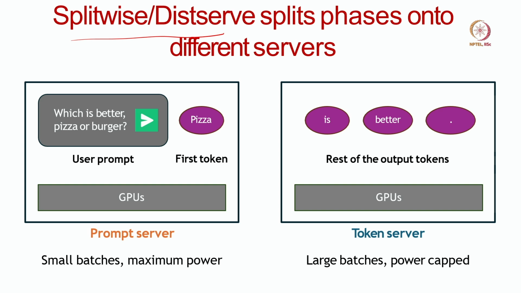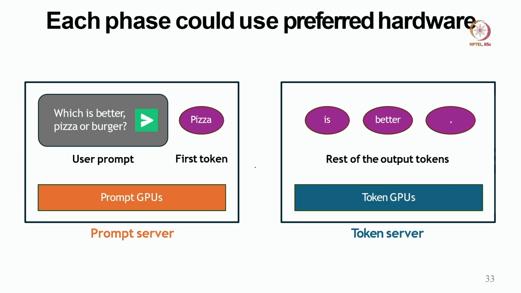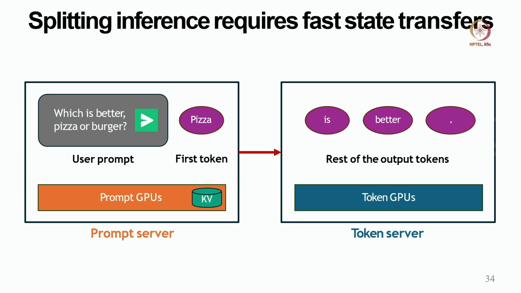Okay. Now, one thing is, yes, that is fine. We can have this prompt server and token server, but how about the KV cache? Remember, the KV cache is first generated by the prefill and that gets used by the decode again and again, right. Of course, during decode the KV cache size becomes larger and larger, but if we have two different servers, how will the KV cache be transferred? So, each phase could use the preferred hardware and then the KV cache has to be communicated from the prompt server to the token server.